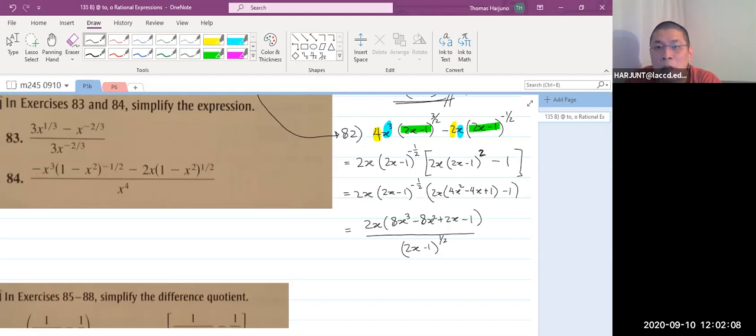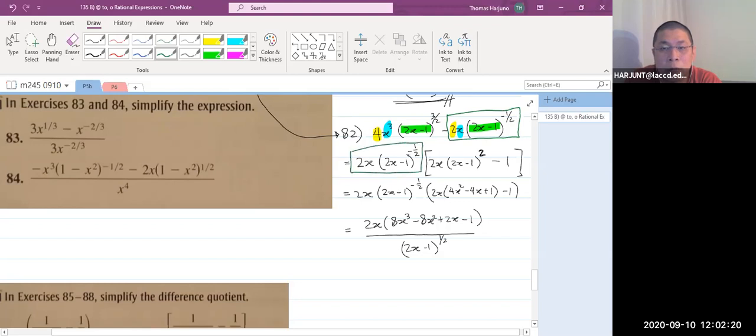Where does the negative 1 come from? It comes from here, because I factored the whole thing out, right? Okay, I factored the whole thing out. So there should be 1 there. See, right? Okay.